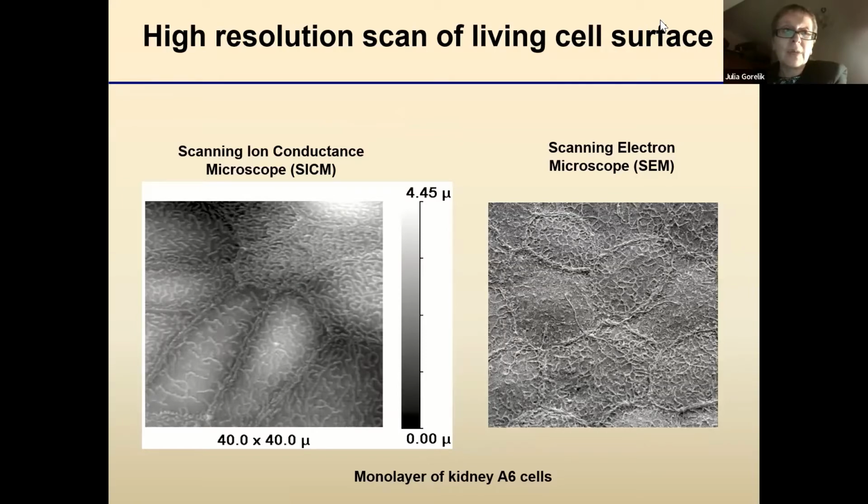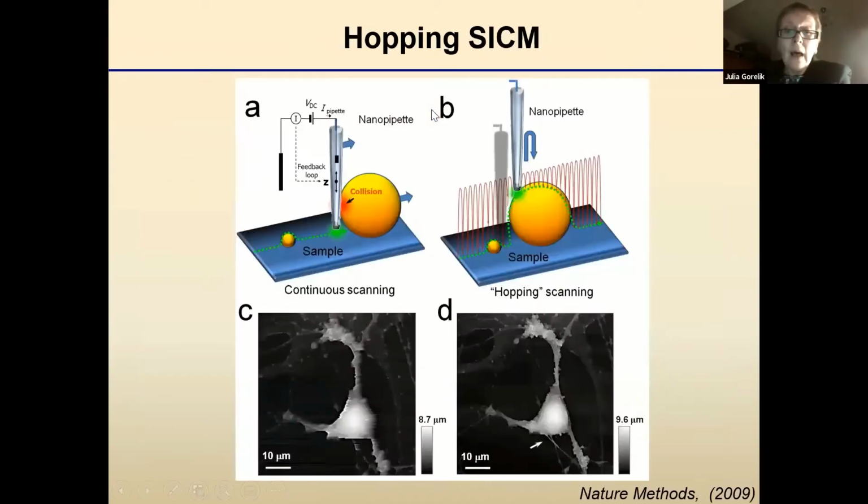When we started to work with this scanning ion conductance microscopy, we started with simple cells, kidney cells, and we checked our images against electron microscopy images, and we really see the same. With our imaging, we can resolve small features, and we can also measure the height and volume of the cells. Also, in 2009, we updated our system and started to use hopping mode microscopy.